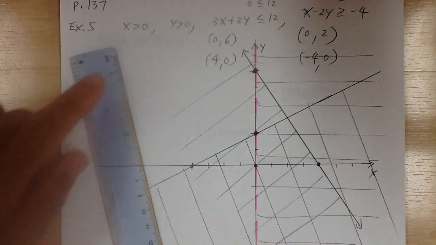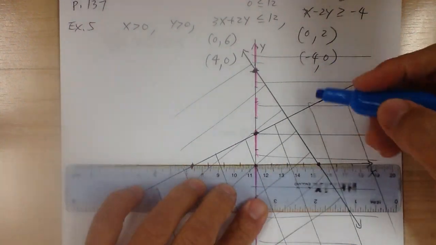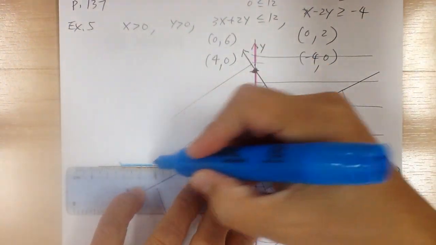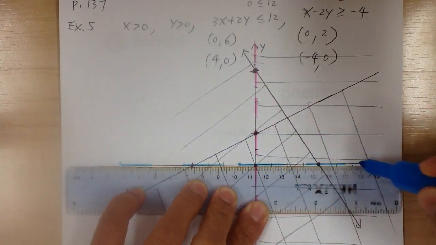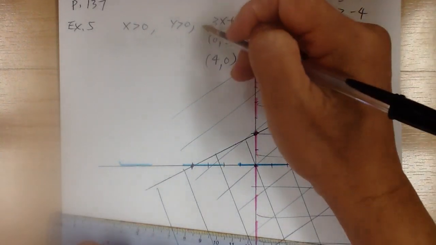Then I'm going to do the y is greater than 0. So y is greater than 0. It's going to be this dashed line right over here. Okay? And you're going to shade above it. So it's going to be vertical this way.